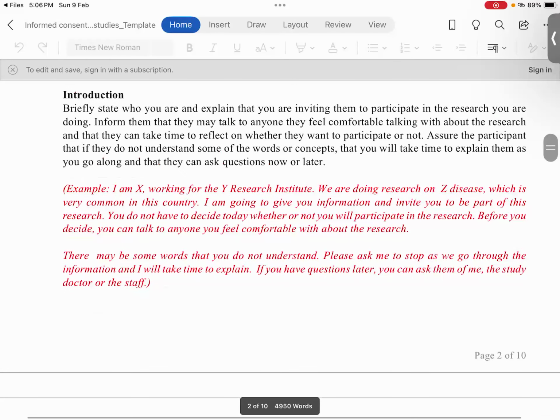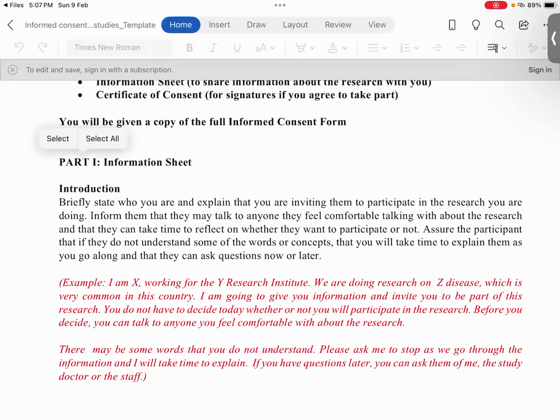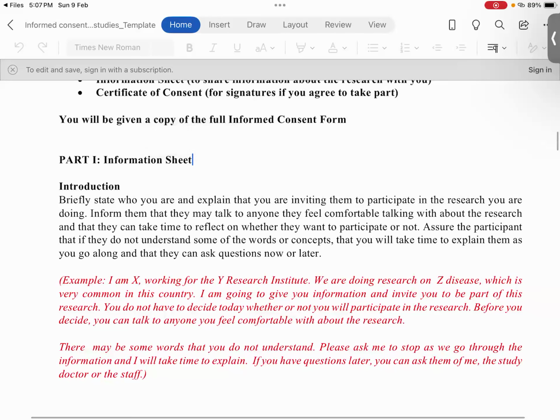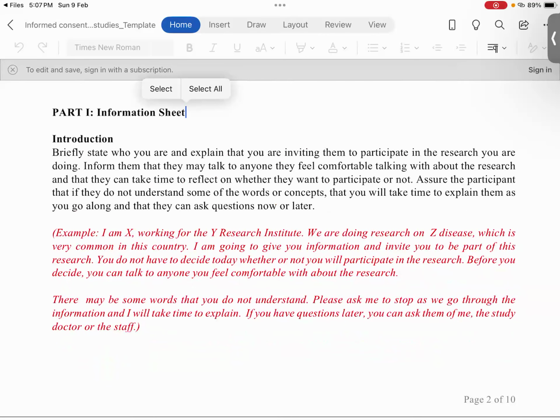See part 1. As I told you, informed consent has two parts. One is the information sheet, where you are telling the whole information to the participant. Second is consent. Here, briefly, you have to inform a patient what this research is. See the language, how easy it is. It says: my name is Sarabjit, I am working at this research institute. We are doing research on, say, malaria disease, which is very common in this country. See how simple it is written.